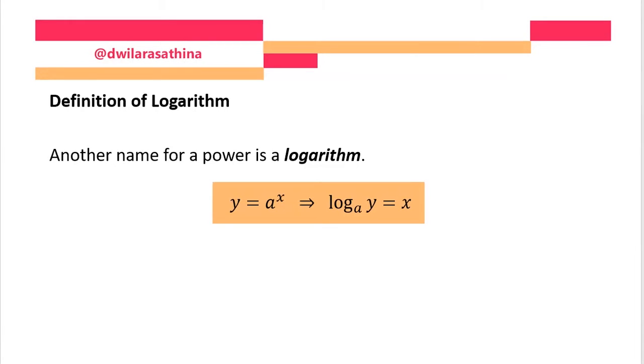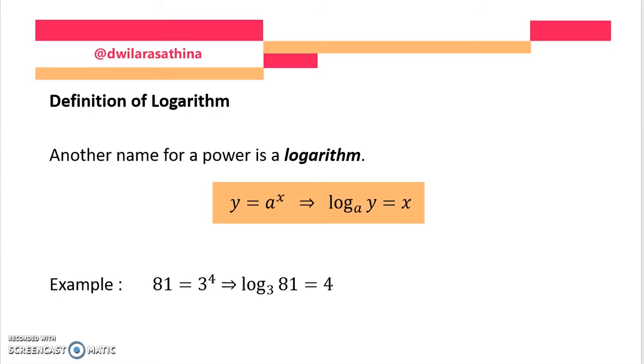Alright, this is the definition of the logarithm. Another name for a power is a logarithm. Or the easiest way, logarithm is the inverse of taking the exponent of something. As you can see here, y equals a to the power of x. We can write this as log a of y equals x.